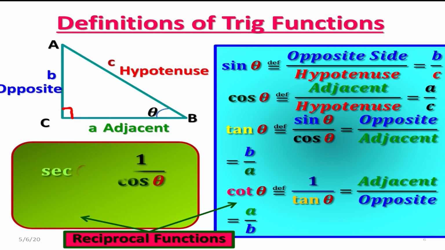Cotangent of theta is going to be 1 over tangent, the reciprocal of tangent. Secant of theta is going to be the reciprocal of cosine, 1 over cosine of theta. And cosecant theta, by definition, is 1 over sine of theta.